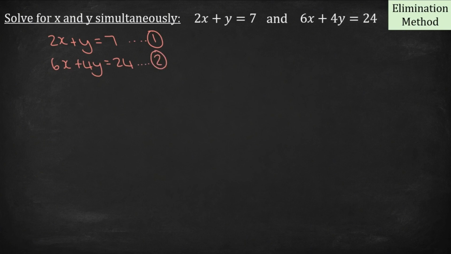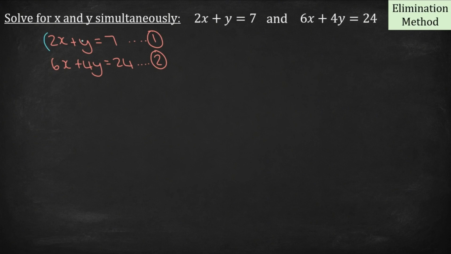Once again, our goal is to eliminate either x or y. Now this time, both the variables could be used, but I'm going to eliminate x. And why do I say so? Because my coefficients for x are 2 and 6. And because 6 is a multiple of 2, we can multiply equation 1 by 3, so that I can create another 6x term. If I decided to eliminate y, I had to multiply this whole equation by 4 to create a 4y term. And I've decided to multiply by a smaller number. So therefore, I'm going to multiply equation 1 by 3.